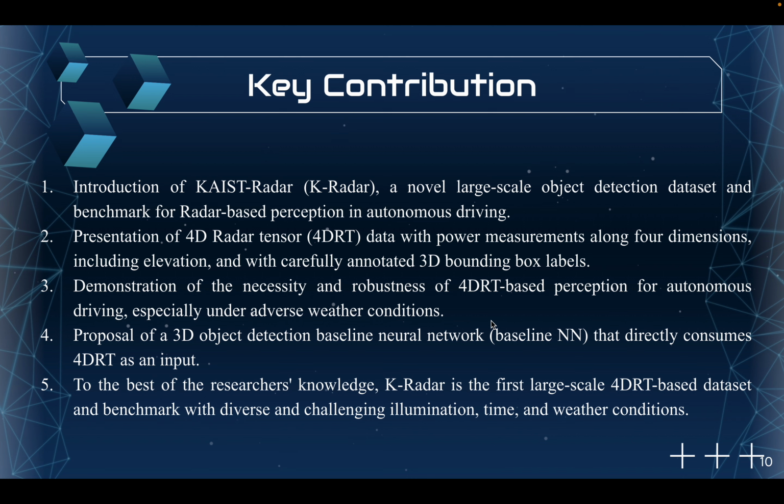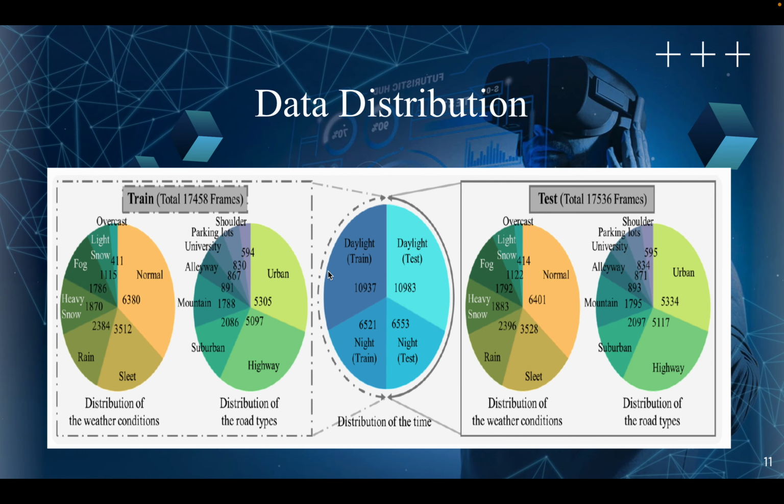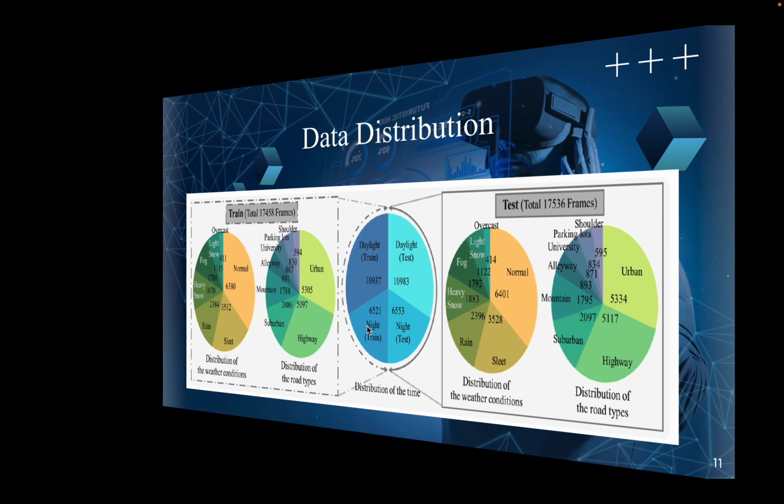These are the key contributions from the authors. They have introduced the KRadar database and the benchmark. They are using this database as input to a 3D object detection neural network. To the researchers' knowledge, this is the first time anybody has used this database, and it performs very well during those periods. This is how the data distribution looks for training and testing, and it also has categories such as light snow, heavy snow, daytime, and night.